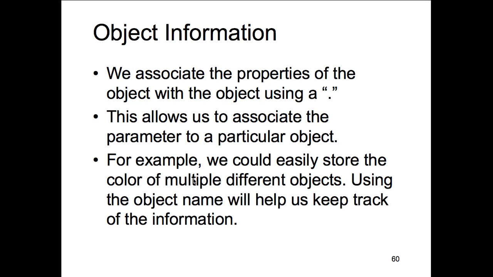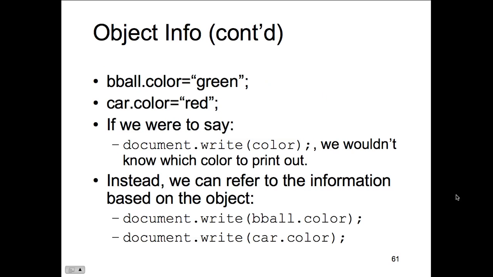So in terms of the object information, we associate the properties of the object using the dot. This allows us to associate the parameters to a particular object. For example, we can easily store the color of multiple different objects. So using the object name will help us keep track of the information that we're looking at.